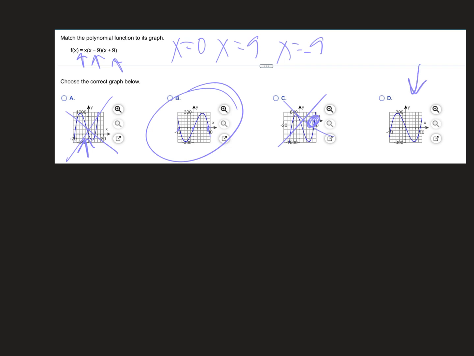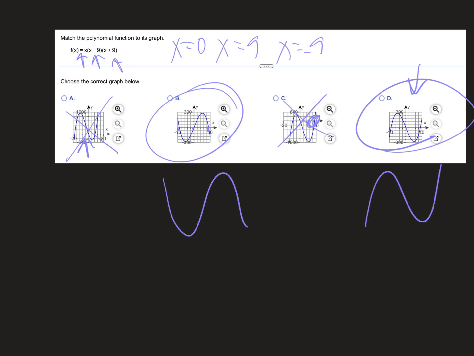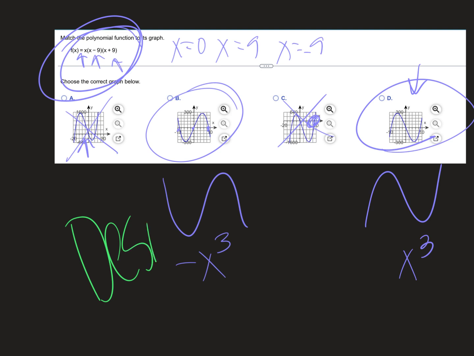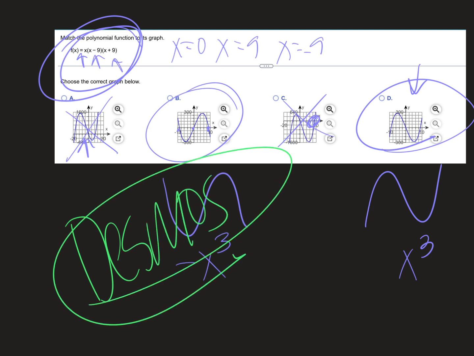Now, what's the difference between B and D? Well, B goes like this, and D goes like this. So this is a negative x cubed, and this is a positive x cubed. So what do we have in our function? We have a positive x cubed. So this answer is D. Now, you could avoid all of this if you just use Desmos. And you graph this thing on Desmos, and then you match up the graph. So this one is actually D.